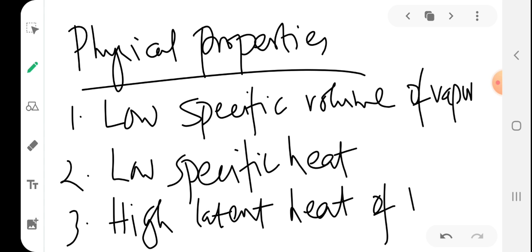High latent heat of vaporization, because it should absorb the maximum possible heat energy with the minimum amount of refrigerant. So latent heat of vaporization should be high, right? Then only we can achieve more tonnage of refrigeration.